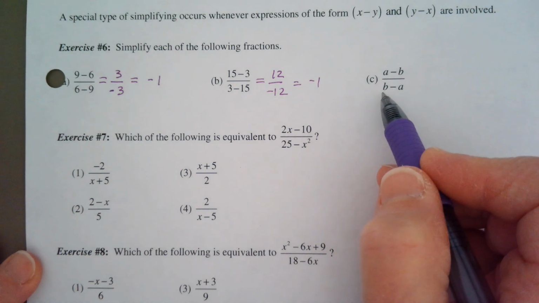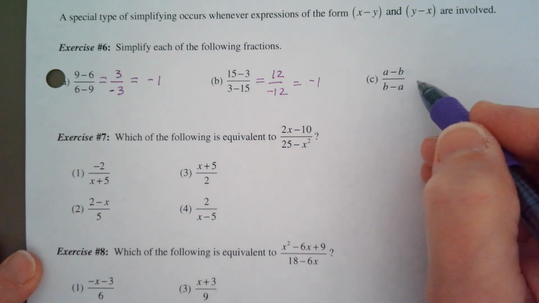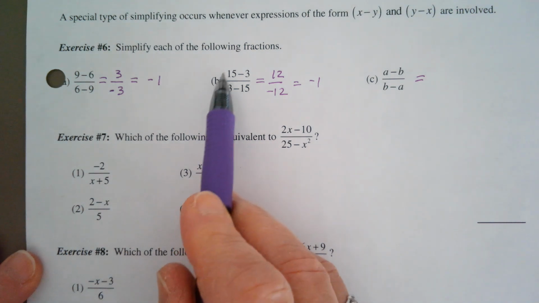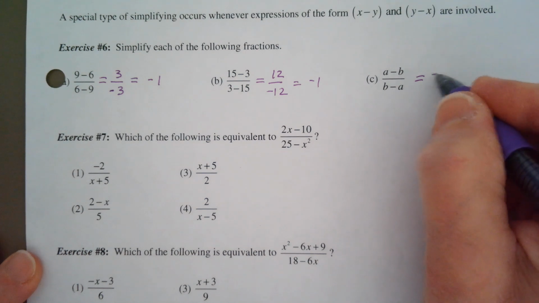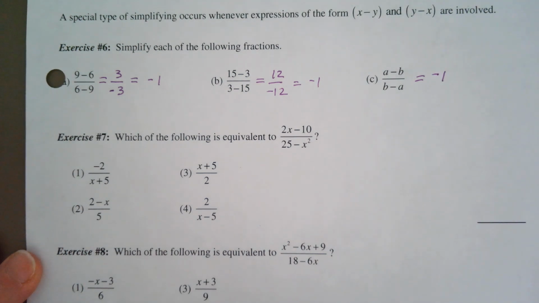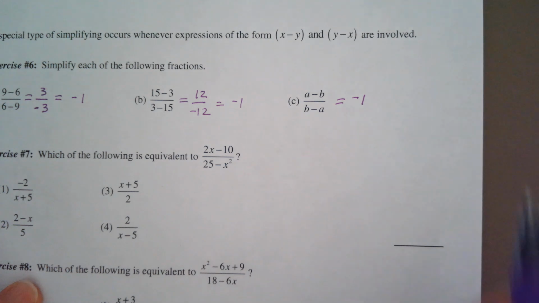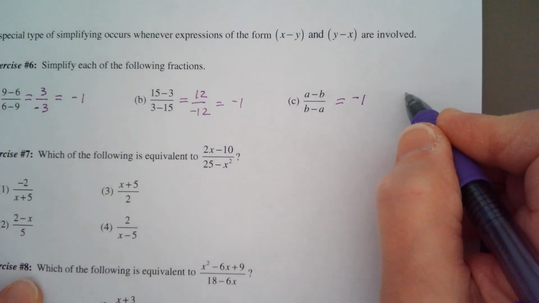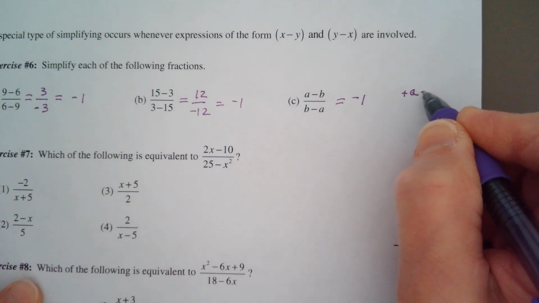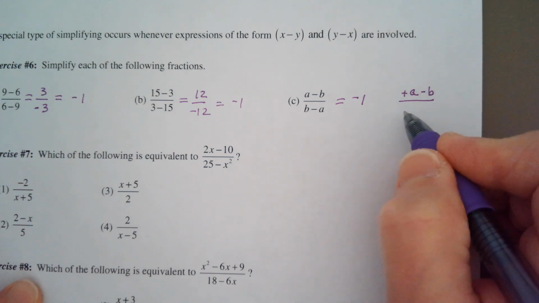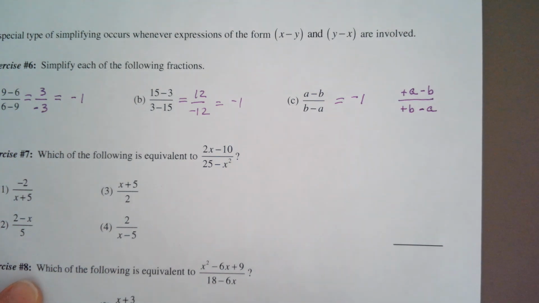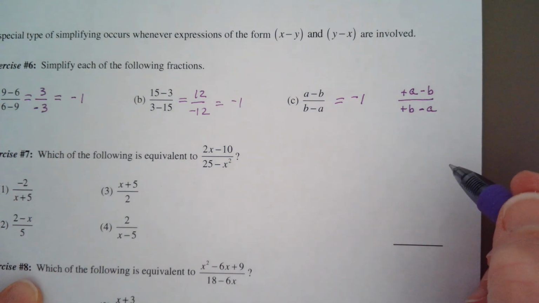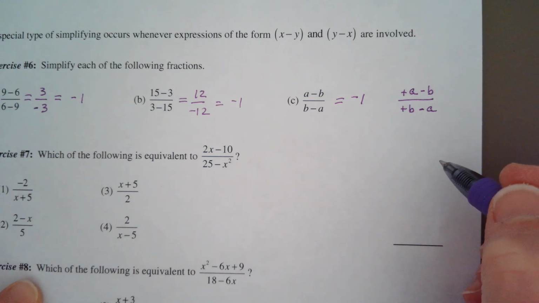A minus b divided by b minus a should be negative 1. I call these opposites. If I think of this, this is a positive a and a negative b divided by a positive b and a negative a. The opposites. So opposites like this are going to simplify to negative 1.